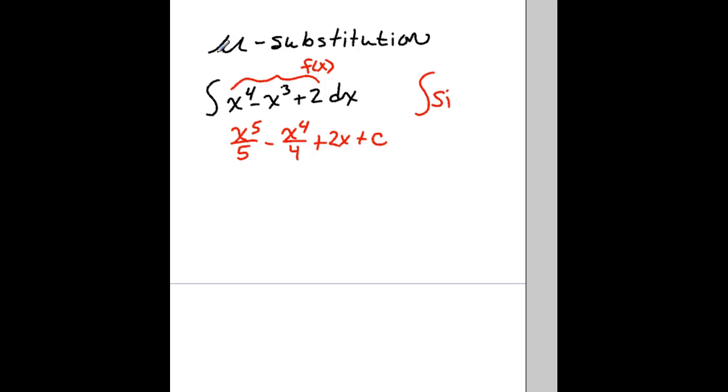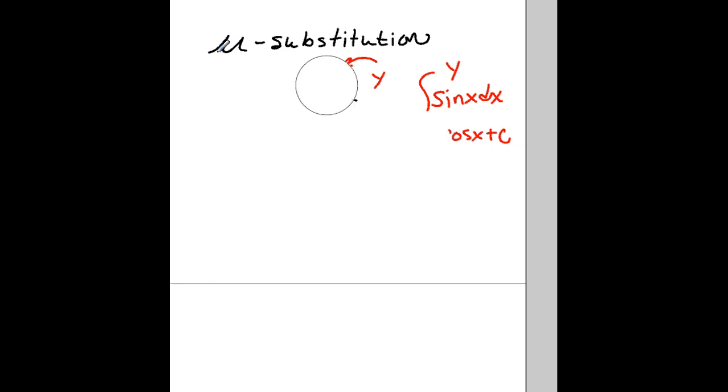Same with sine x dx. I know the antiderivative of sine. I know the derivative of negative cosine is sine. So it's kind of, do I know the function whose derivative gives me this function back? And the answer to this was yes, and the answer to this is yes. But sometimes we're given functions that we don't directly know the antiderivative of.